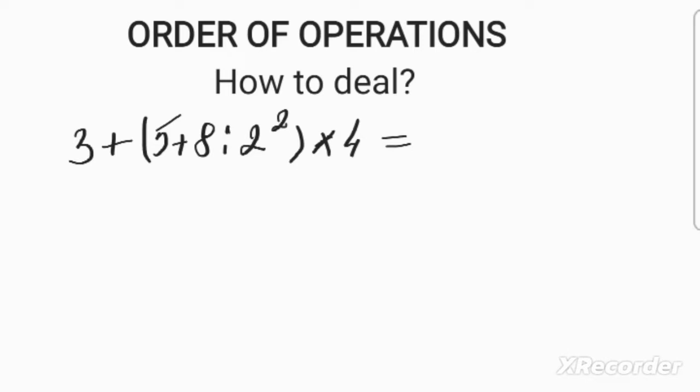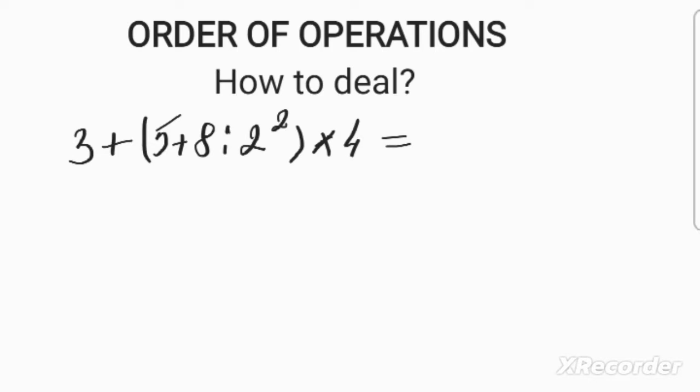Today we are going to see the order of operations. So let's take the following example: 3 plus 5 plus 8 divided by 2 power 2 multiplied by 4. Operations means things like add, subtract, multiply, divide, squaring, and so on. Well, if we calculate them in the wrong order, we can get a wrong answer. So what part should we calculate first in this exercise?